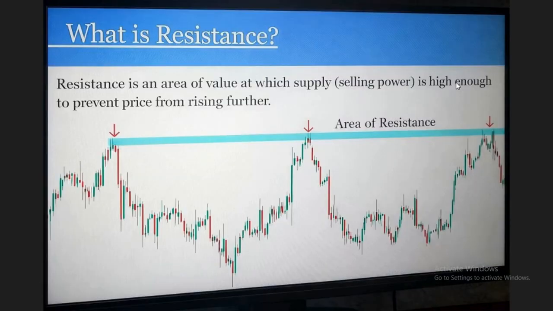Now, what is resistance? Just the opposite of support. Resistance is an area of value at which supply, that is selling power, is high enough to prevent price from rising further. As you can see on my screen, you see how price traded into the resistance area, boom to the downside, traded again to the resistance area, boom to the downside. So the area of support is called the demand area, and the area of resistance is called the supply area. Those of you that studied economics, you have supply and demand in economics.